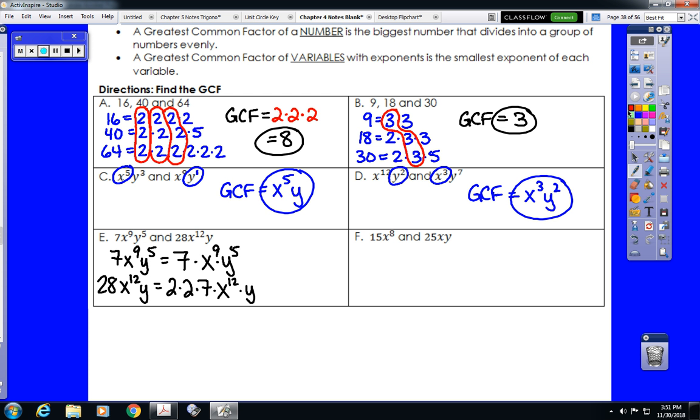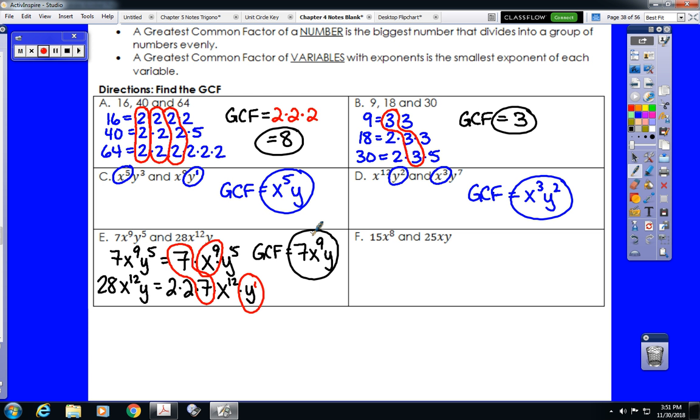So when we go in to select our greatest common factor, the first thing we do is look for common factors for the numbers. The only common factor is a 7. Then we select the smaller of the two x values, which would be x to the ninth, and the smaller of the two y values, which would be y to the first. So our greatest common factor here on letter E would be 7, x to the ninth, y to the first.